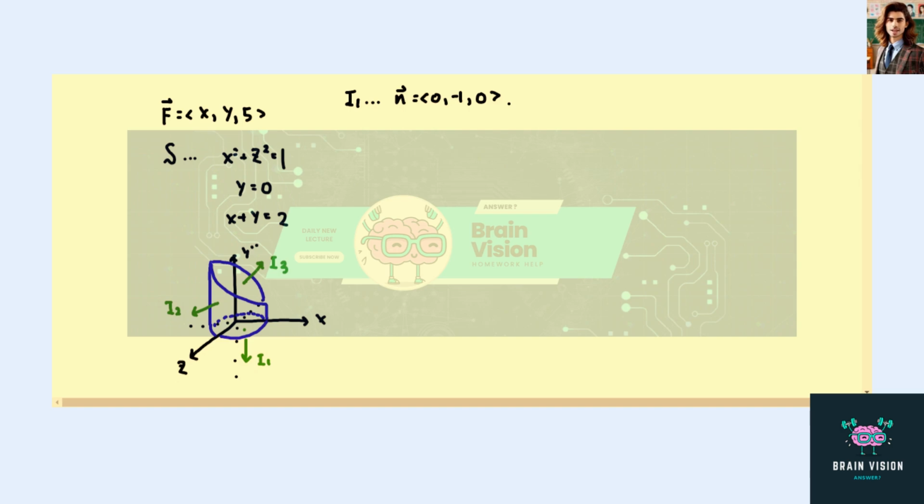Let's figure out what F dot n is. F dot n would equal just the middle number, so it's -y. But here we know that y is equal to 0 on the plane y equals 0. So this is equal to 0, and we don't have to worry too much about this one. The flux of I1 is 0. Now I2.